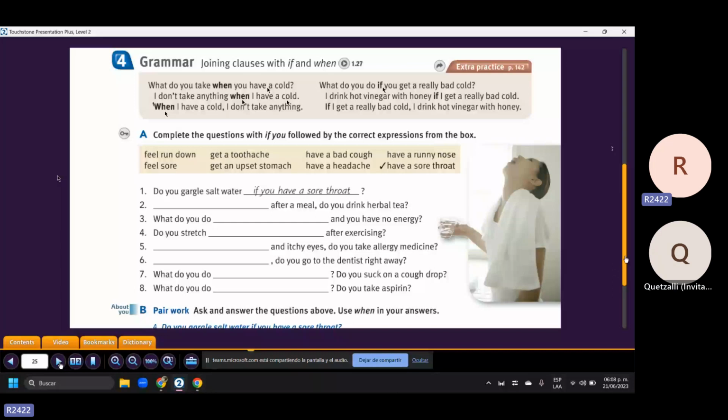Any other questions? What is the meaning of upset stomach? Estómago enfermo. So, si alguien te dice, if you get an upset stomach after a meal, do you drink a herbal tea? ¿Qué interpretarías como upset stomach? Si te dicen, do you drink a herbal tea?